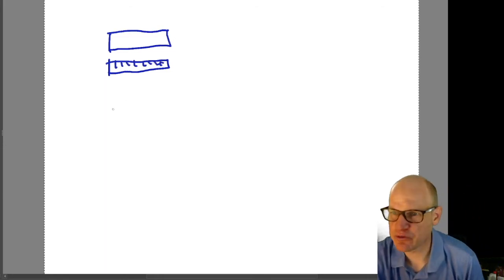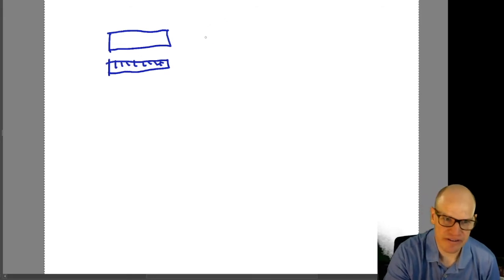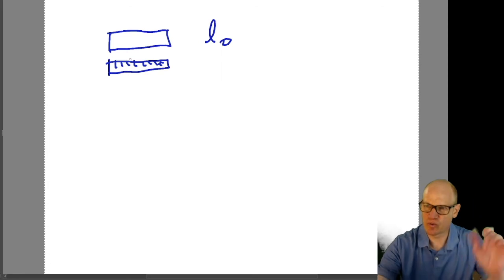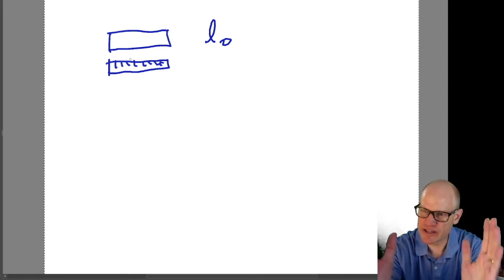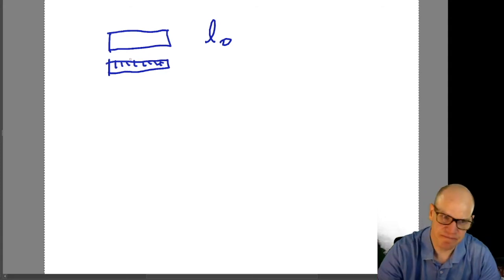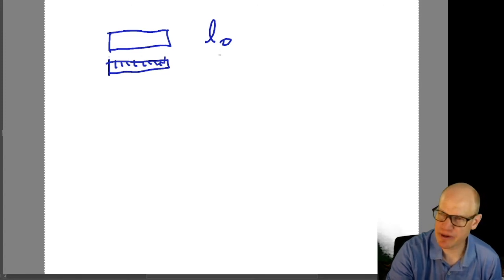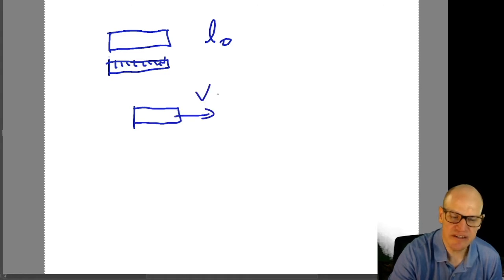If I'm standing at rest with respect to this candy bar, then I will measure what's called the proper length, L naught. The proper length is the length of an object that I would measure when I can lay my ruler down next to that object and measure both ends of the object simultaneously. If this flying candy bar is moving with respect to me at some speed v, then what's going to happen?